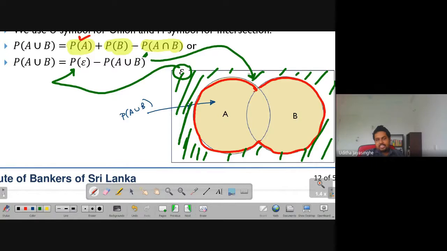So either I can write P A union B is equal to P A plus P B minus P A intersection B, or again P A union B could be easily demarcated by using its complementary event. So you take the epsilon and then take out the complementary event. So that way also I'm going to stick with the P A union B.